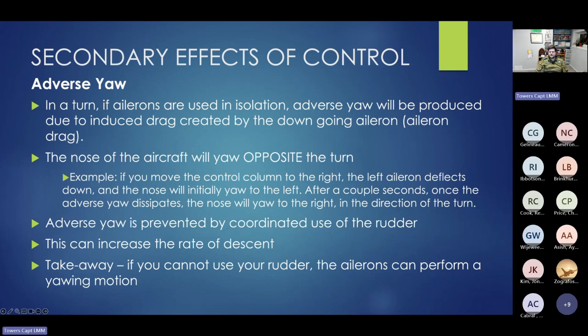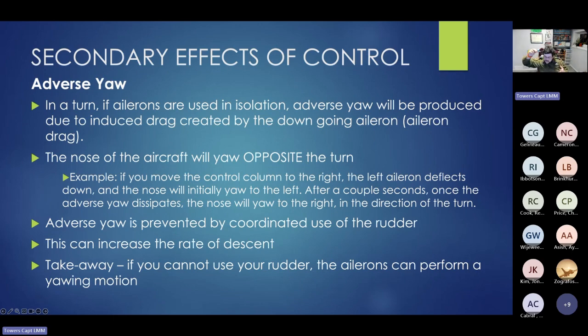Okay, secondary effects of control. Has anyone heard the term adverse yaw before? The fun little thing that you can do lots with as a pilot. So basically, in a turn, if you're just using your ailerons to turn, adverse yaw will be produced due to induced drag created by the downgoing aileron, which will cause the nose of the aircraft to yaw in the opposite direction of the turn.